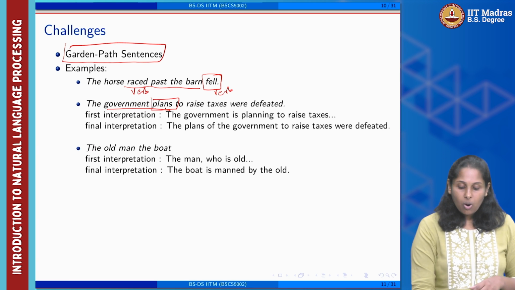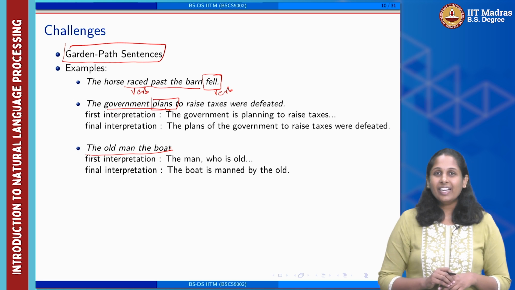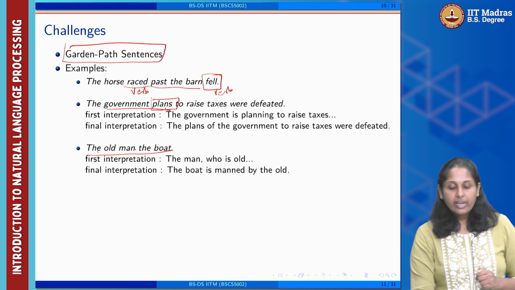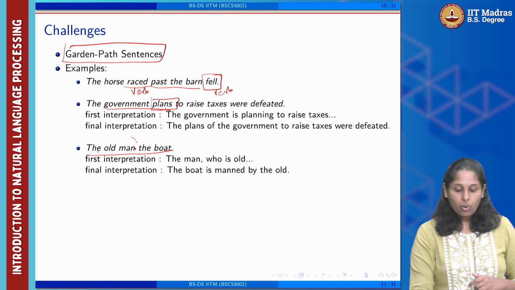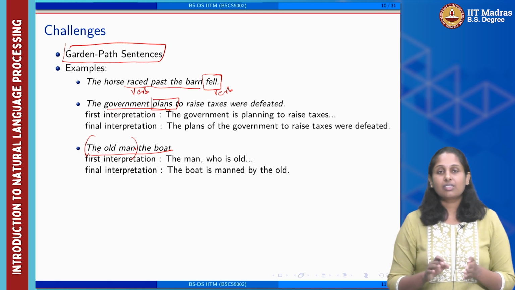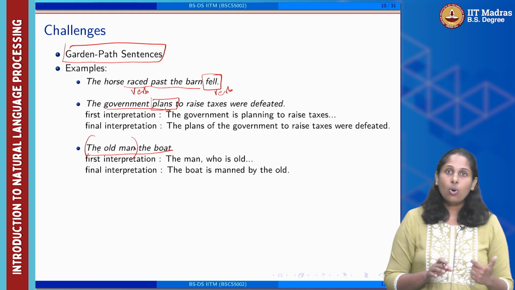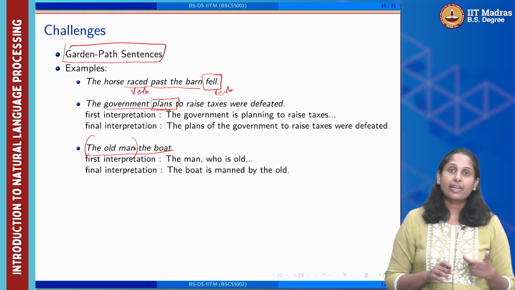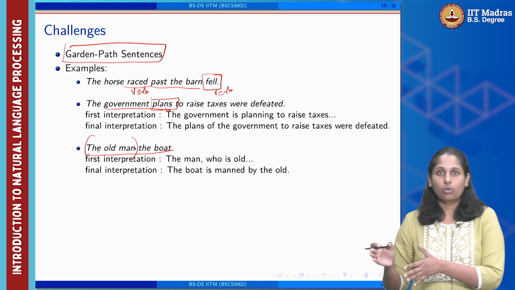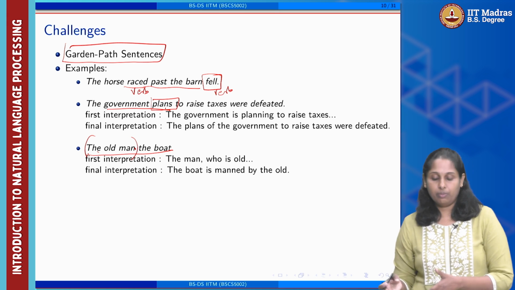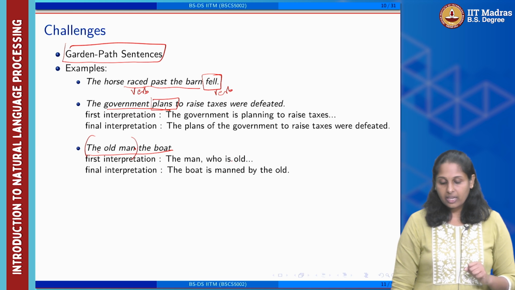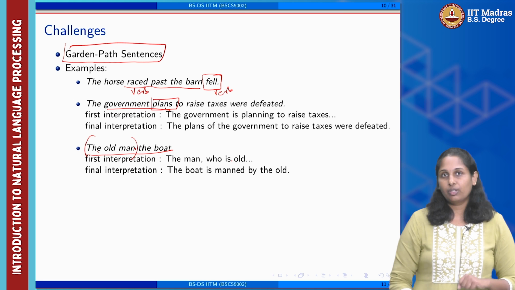Similarly, the old man the boat, right. When we start reading the sentence, we start with old and go on to man. So automatically we think, okay, there is something called an old man, right. But when you finish the sentence, oh, it's not that case, because old here is not an adjective, but is used in the sense of a noun. That means the old man the boat, the old person is manning the boat, right. So this kind of sentence is always difficult even for human beings.